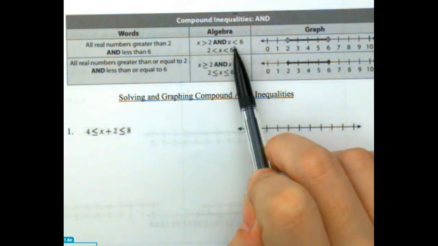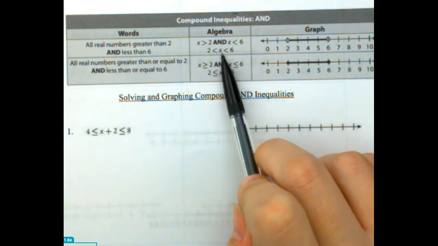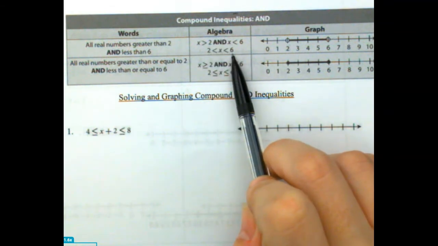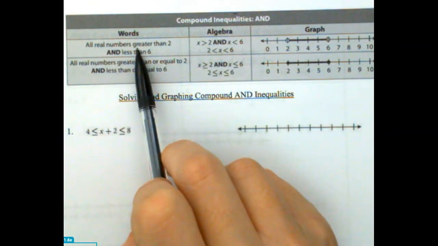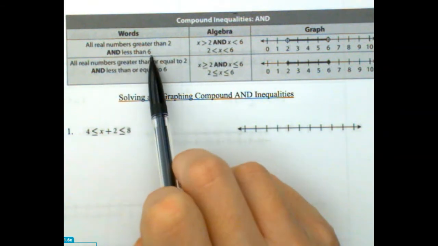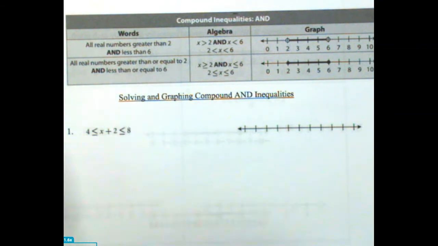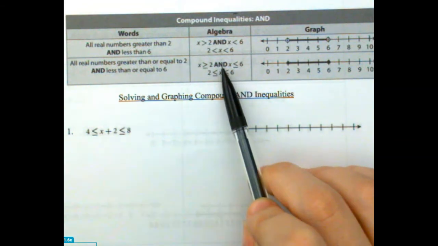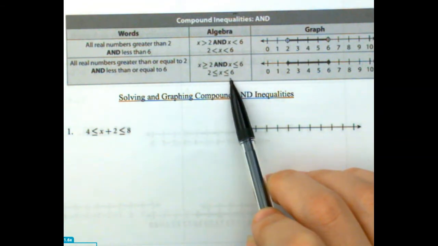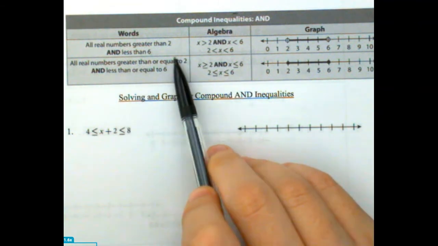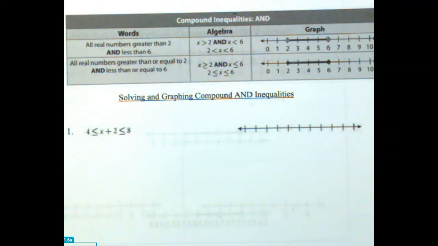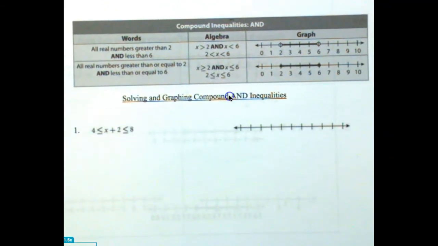So we take these two separate inequalities and combine them into a compound inequality, where the variable's in the middle, the smaller numbers on the left, and the bigger numbers on the right, and we read that as saying all real numbers greater than 2 and less than 6. So any numbers between 2 and 6. If we have the lines underneath the symbols, we read it almost the same way, except now x could be 2 or x could be 6. So we read that as all numbers greater than or equal to 2 and less than or equal to 6. That's how we read this new notation.